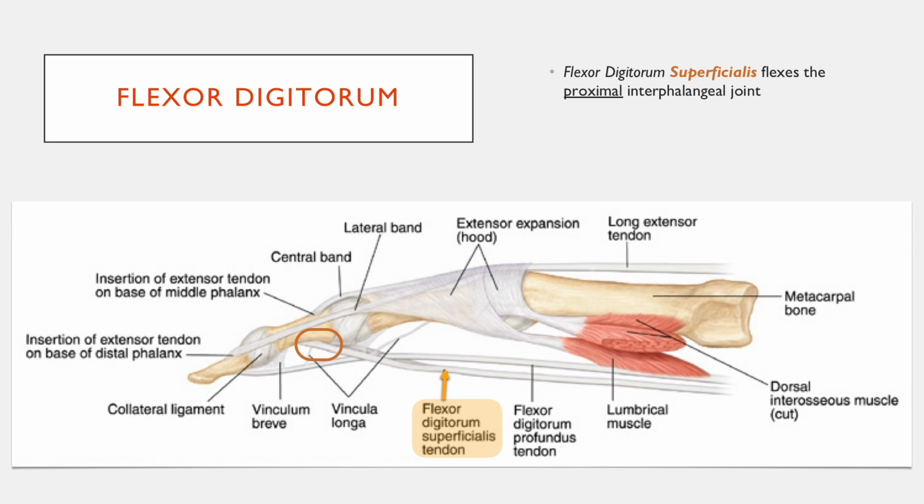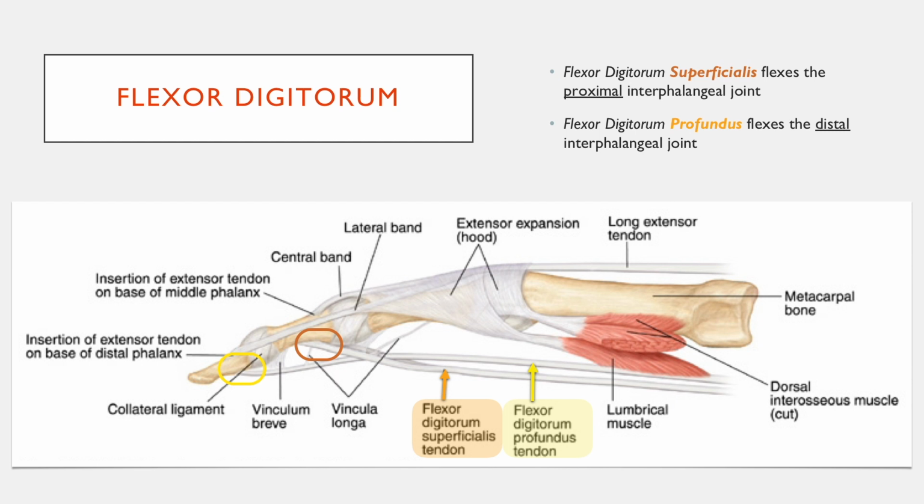So Flexor Digitorum Superficialis actually attaches onto the middle phalanx, and in doing so, when you flex it, it flexes the proximal interphalangeal joint. So this joint here. Because it is attached there, it has no action on this. So the distal interphalangeal joint is not affected by the FDS action. It's only the proximal.